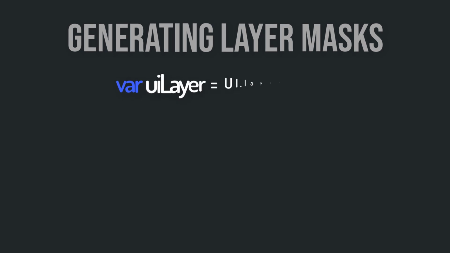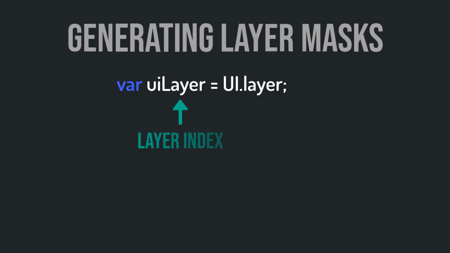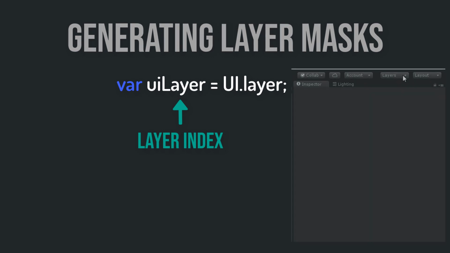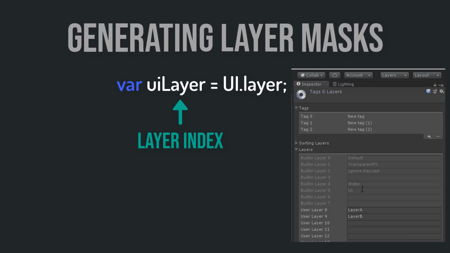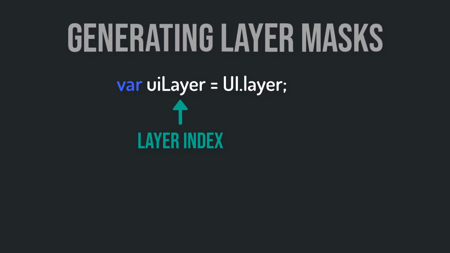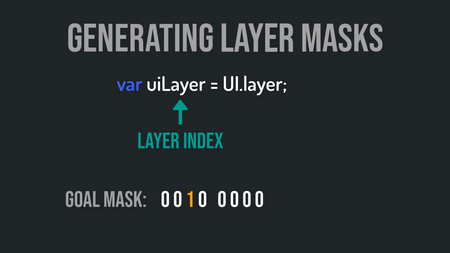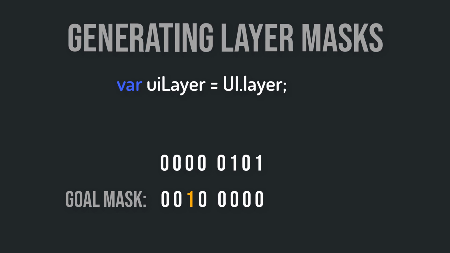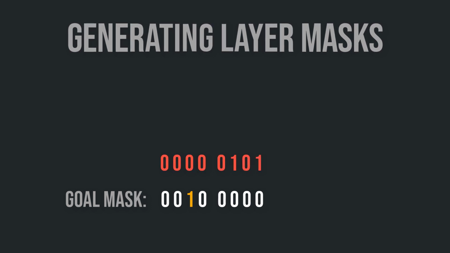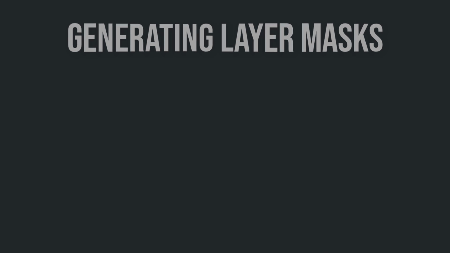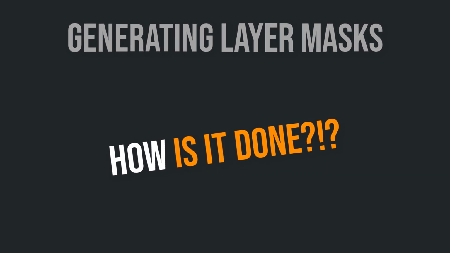Remember, when you ask for the layer of a specific object, the index of the layer is returned. For example, in the Tags and Layers Inspector, the UI layer is at position 5. The layer mask, which includes the UI layer, must have a 1 bit at position 5. Within your script, when you access the UI layer, 5 is returned. When you convert 5 into a binary number, you can see that the number looks completely different to the required layer mask number. The layer itself doesn't represent its related layer mask. Keep that in mind. So how do you get the 1 bit to the correct position?